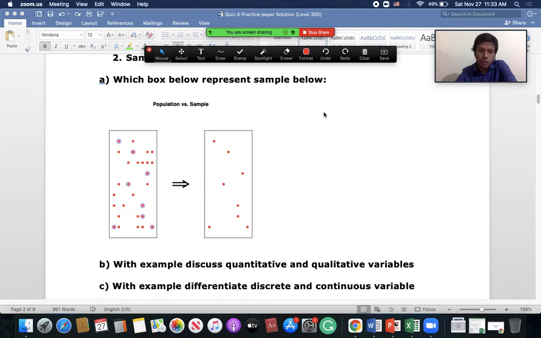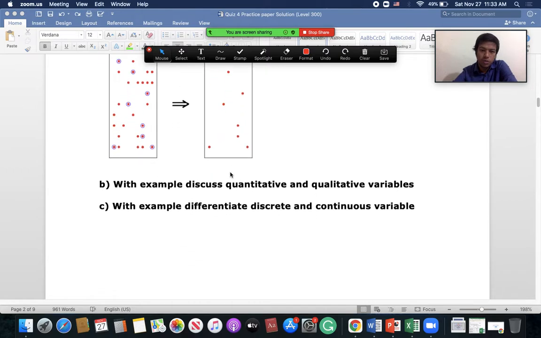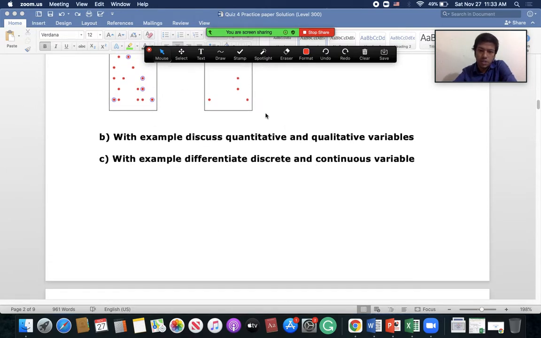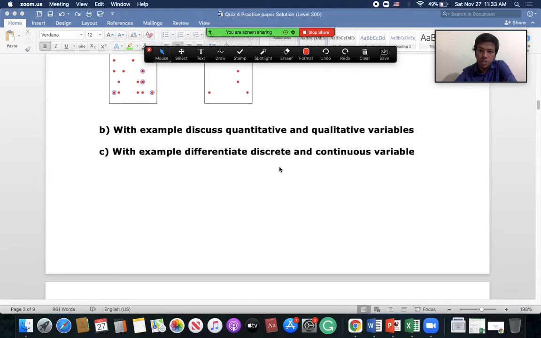This is about which one is sample and which one is population. Population is on the left and sample is on the right. We have it like this. And what are the differences between them? Discuss quantitative and qualitative, and discuss discrete and continuous variables.